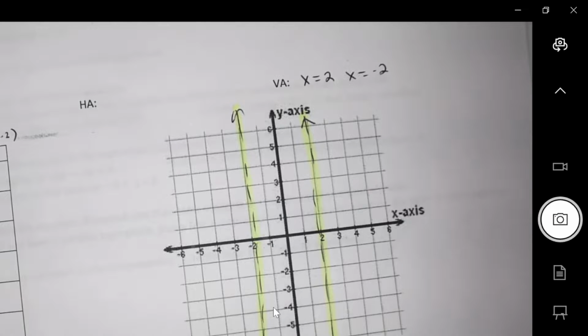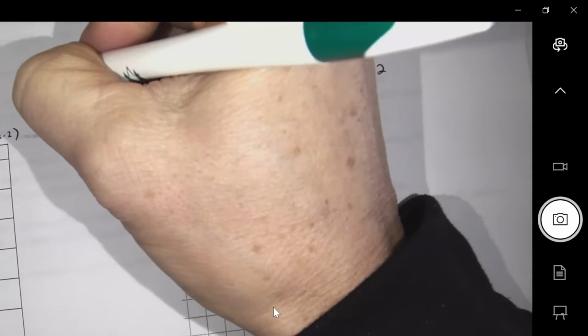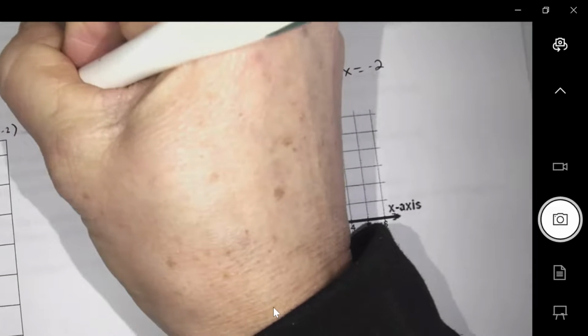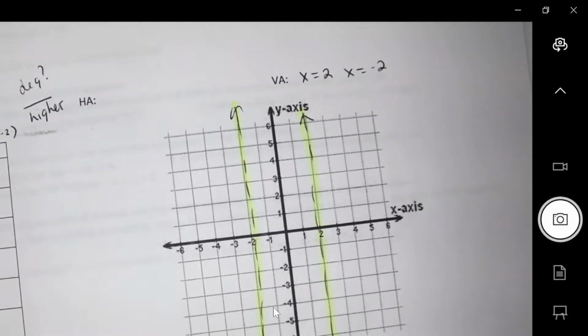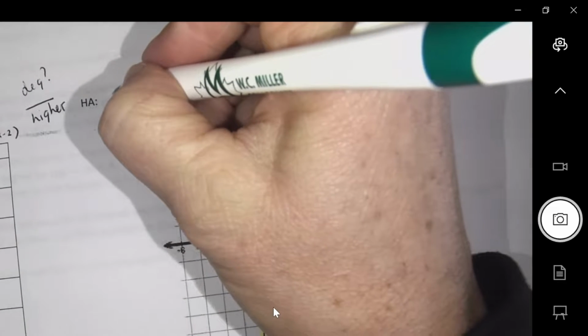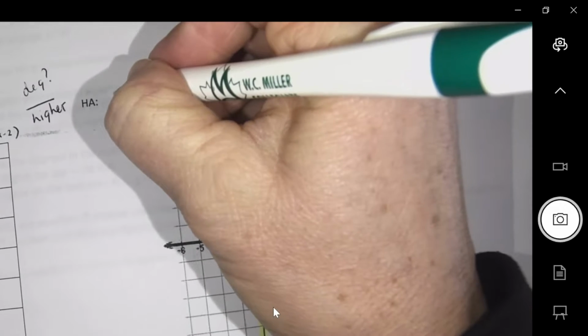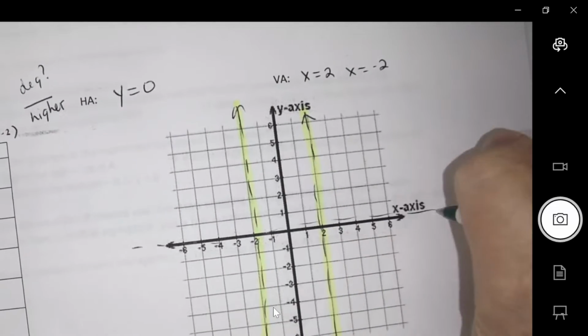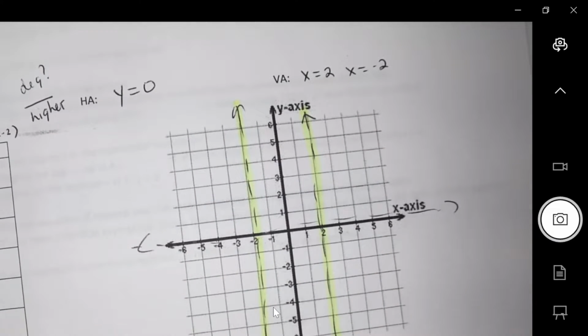Okay, next, let's do the degree question. What's going on? Is it higher somewhere or the same? It's higher on the bottom. So what happens with a number in math when your bottom part gets bigger? You get closer to 0. Okay, so now I need another asymptote.